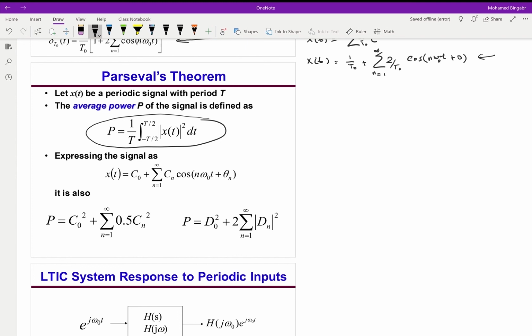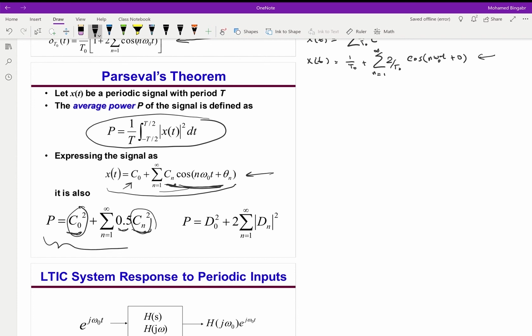Now, if we express the signal in the compact trigonometric form and they ask you what's the power, well, the power of a DC is just the DC squared. The power of any sinusoid with amplitude Cn will be the amplitude squared divided by 2. So the power of this one will be just Cn squared divided by 2, or multiplied by half. And that's how you find the power if you have these Fourier series coefficients.